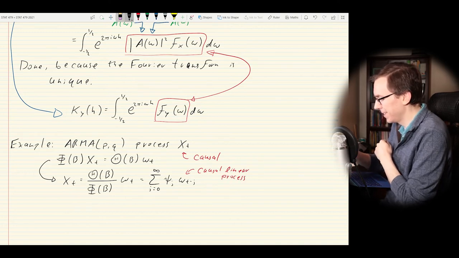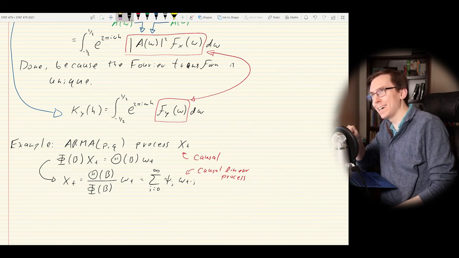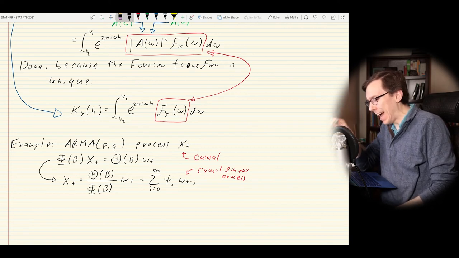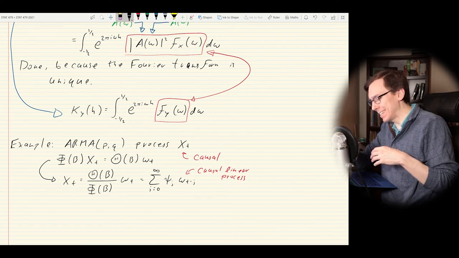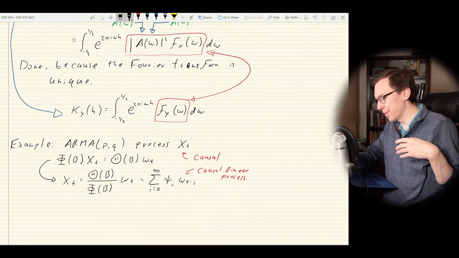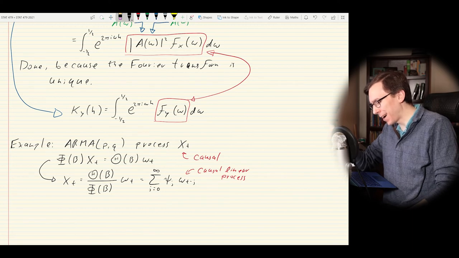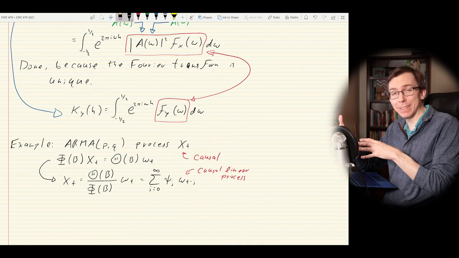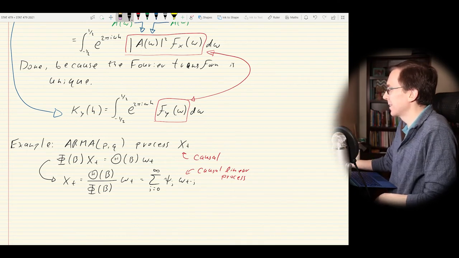All right. But what that means is that we can think of any causal ARMA process as a filtered white noise process. That is, I'm taking my W_t and I'm applying some sort of filtering. I'm basically doing like a dot product with a bunch of coefficients psi. So here the psi are going to become the a's from above. But let's look at this a little bit closer.